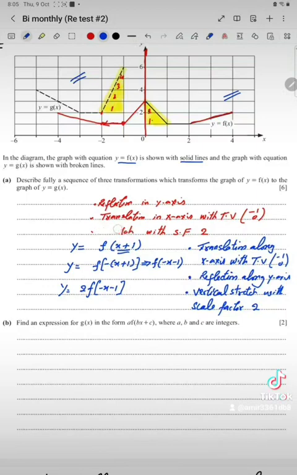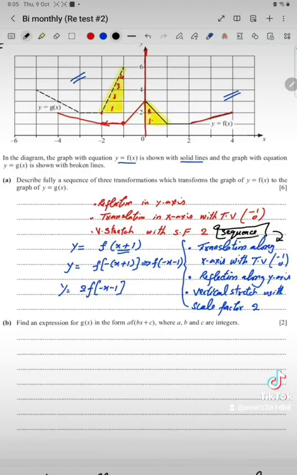So the final answer is this. The order, we can say sequence. I can write like sequence. Sequence of transformation is this. I hope it is clear.